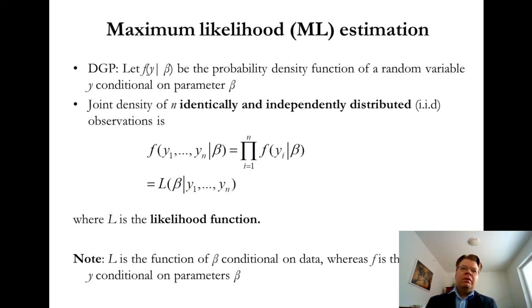So now we ask, what is the probability of beta parameters conditional on data? Whereas when we start with the model, which explains the data generating process, we can infer the probability of data conditional on parameters.